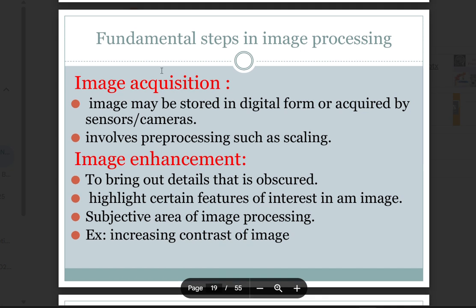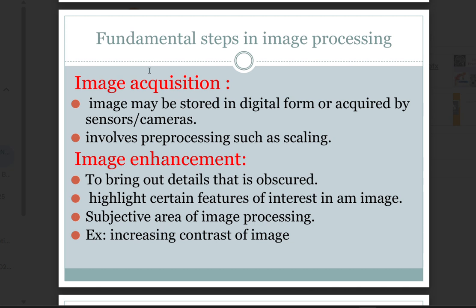So I'll explain each block in detail now. The first one is image acquisition. The image may be stored in digital form or acquired by sensors or cameras, and it involves pre-processing such as scaling. Scaling is where you try to increase the image quality by multiplying it by a scaling factor.